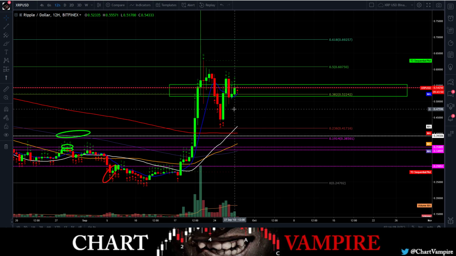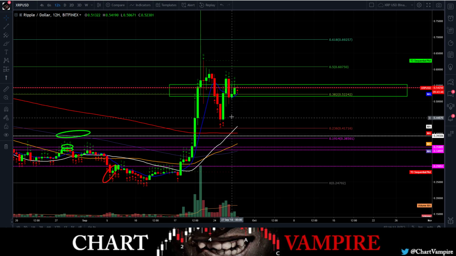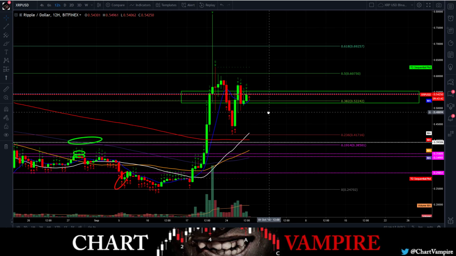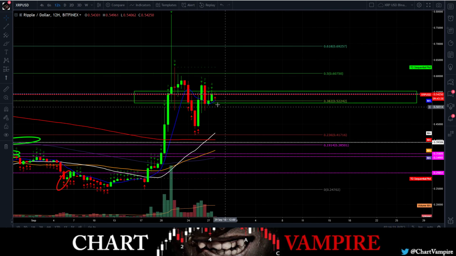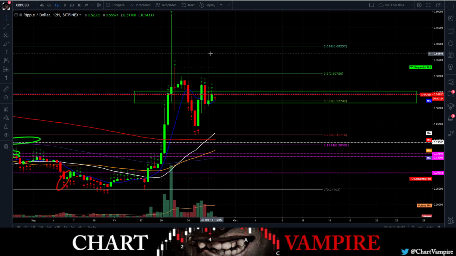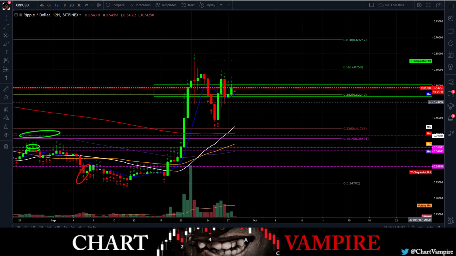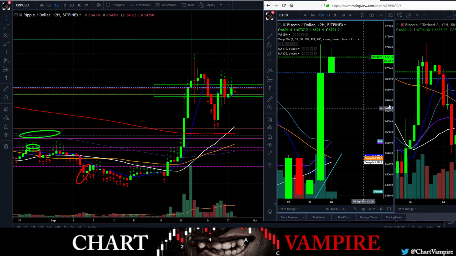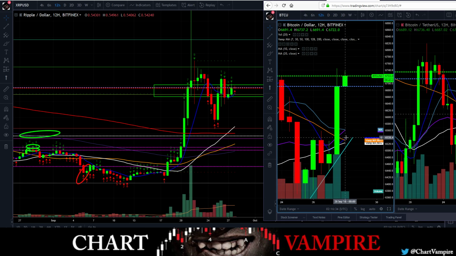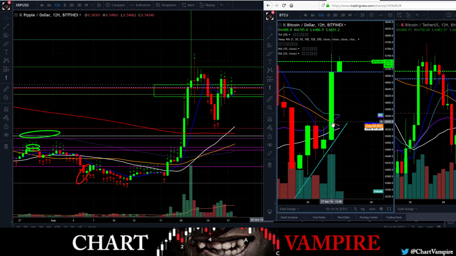Where is the pump? If I was the Terminator, I would say, where is the pump? Where's the pump at? I totally expected to open up Ripple and see this monster green candle right here. Like, monster green candle. What happened to Ripple? Why doesn't Ripple have this? And this is a 12 hour chart. This thing should just be all the way up here.